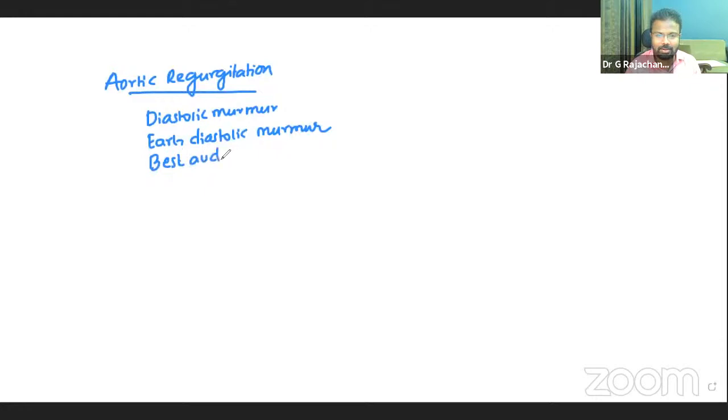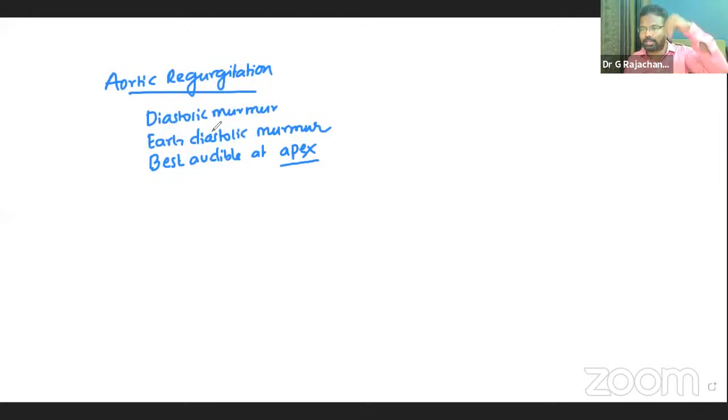Best audible at apex. Now, this point, students get confused. Sir, aortic valve is present in the second intercostal space on the right side, but the murmur is better audible in the apex. Why is it better audible in the apex? It is not that the problem is in the mitral area, but what is happening? This regurgitant jet, the blood which has gone into the aorta now returning back.